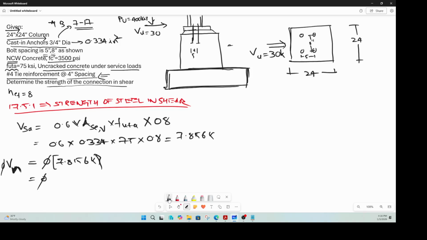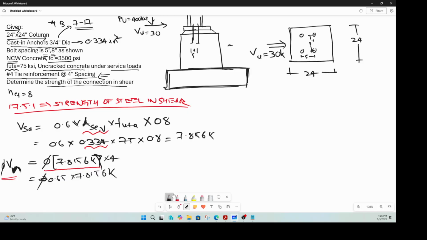So come back here and multiply it. So that value is 0.65 times 7.8156 kips, correct? But then we also have 4 bolts. So from here to here is a capacity of 1 bolt, right? Because the area that you considered is the area of 1 bolt. So you calculate that and multiply by 4 to calculate your phi Vn.